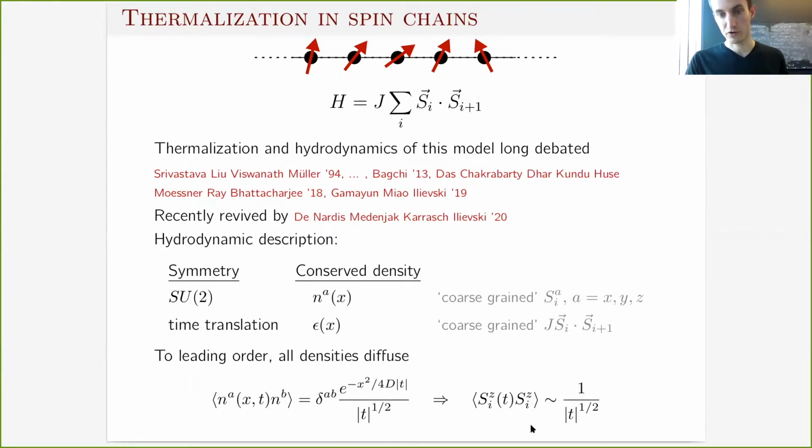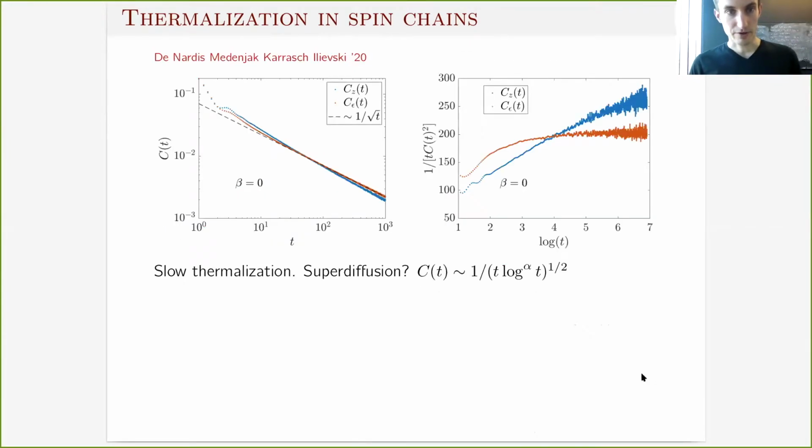So if I look at the two-point function of spins at the same site, but at late times, it should decay like 1 over square root of t. And that's indeed what the numerics see. Here I'm plotting the two-point function of either energy density or spin as a function of time, and you see that it decays like 1 over square root of t to very good approximation. This is classical numerics, so you can really do amazing simulations. Finite size is not an issue, and these things are very precise.